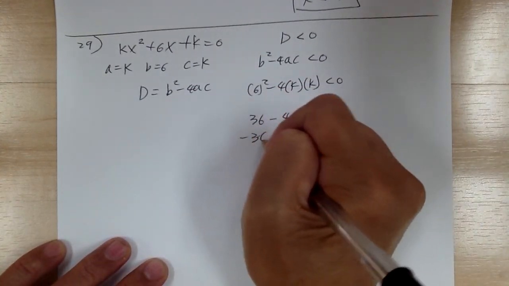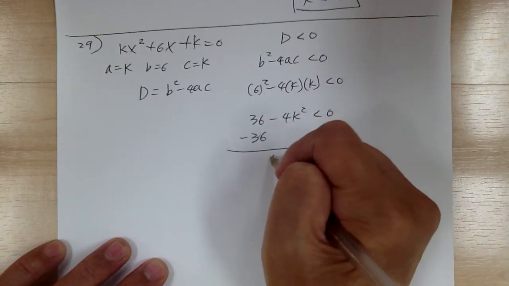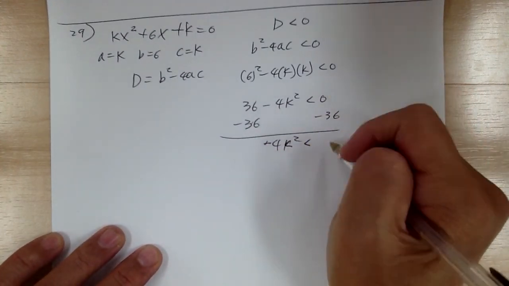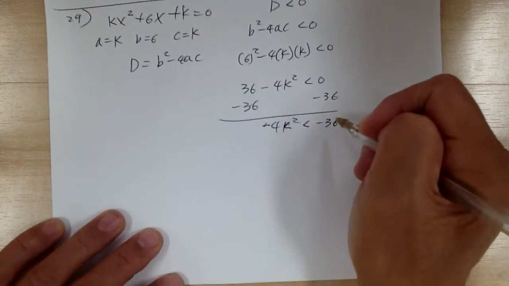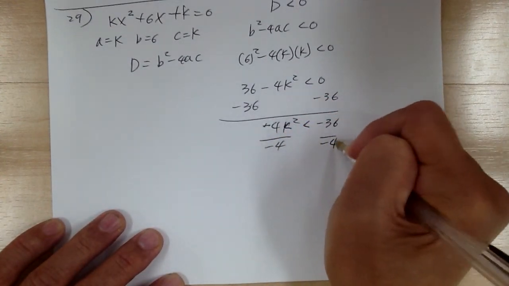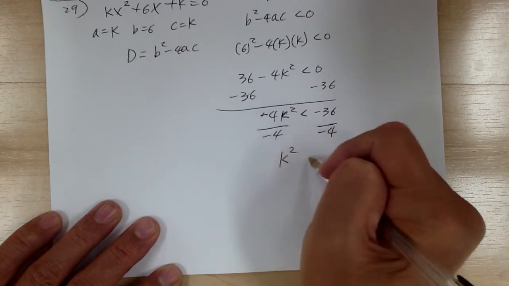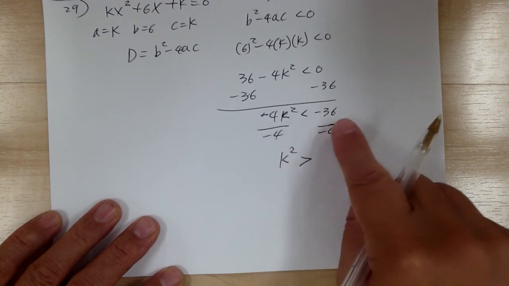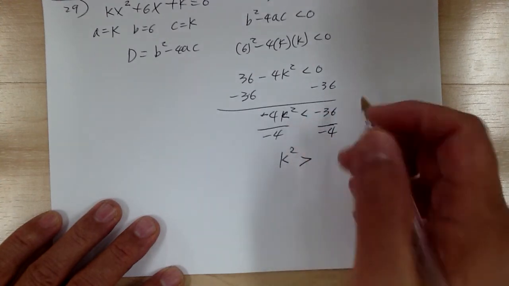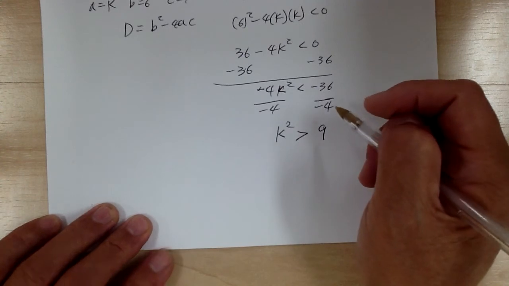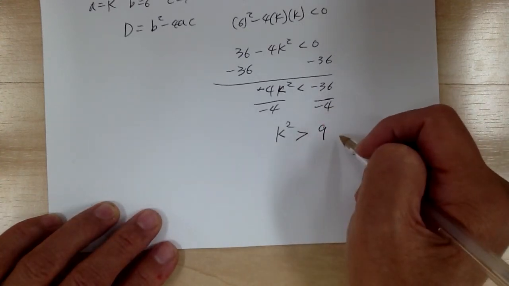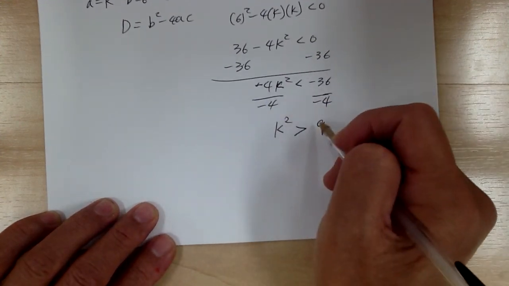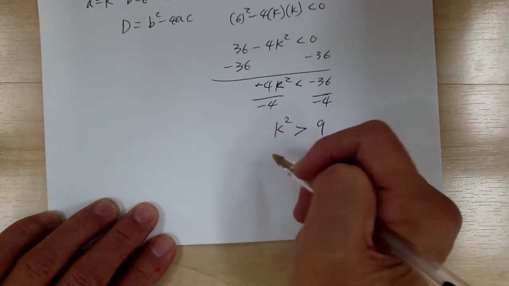So minus 36 on both sides. So you've got minus 4k squared is less than negative 36. Divide by negative 4, divide by negative 4. So you've got k squared is greater than... Now, over here, make sure that when you divide by a negative number, you have to switch the direction. Okay, so over here, k squared is greater than 9. So your critical values would be 3 and negative 3.